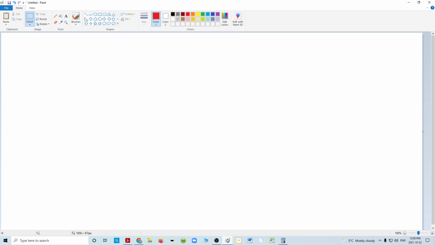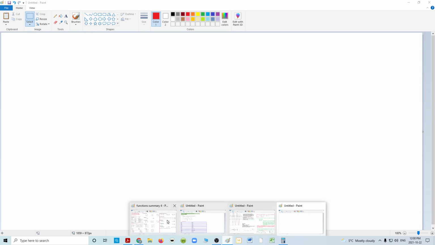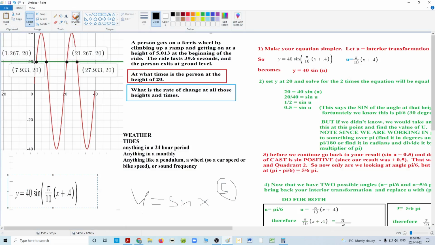Transformations. Understand your transformations. So now, let's say you're given this as a puzzle. A person gets on a Ferris wheel at the height of 5.43. So that's what that left transformation did. It created an entry point that's off the ground here. It should be minutes. I put seconds because it's going crazy fast at seconds. The person exits at the ground level, so they exit over here. At what times are the person at the height of 20? And then it says, get rid of all this.